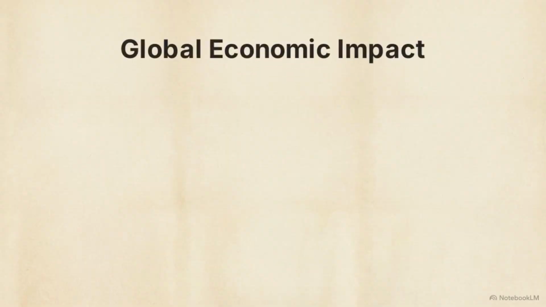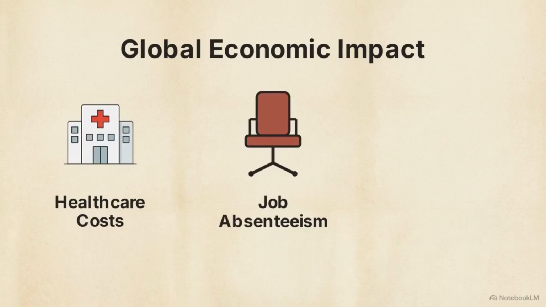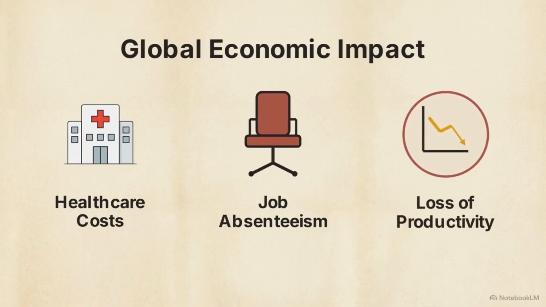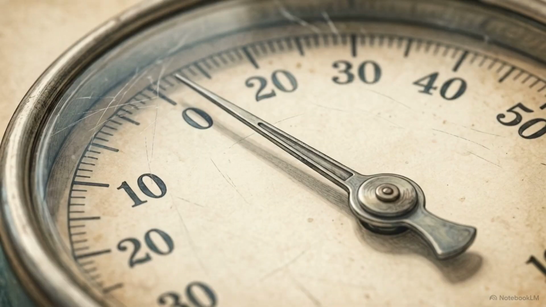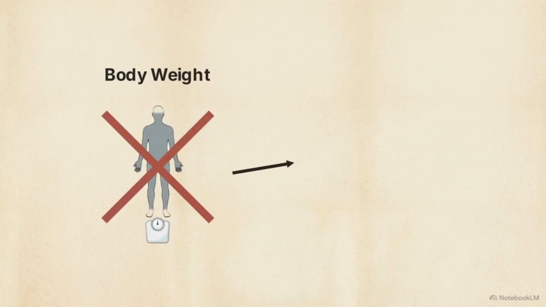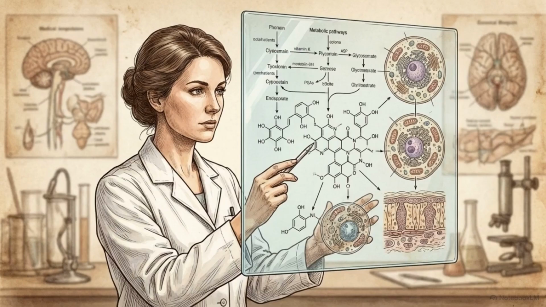Beyond the physiological toll, the global economic impact, driven by healthcare costs, job absenteeism, and loss of productivity, is projected by the World Obesity Federation to exceed 3% of the global gross domestic product by 2060. Managing a condition of this scale requires moving past traditional weight thresholds. By shifting the diagnostic focus to clinical criteria that measure specific impairments to organ and functional status, medical professionals can treat the underlying metabolic drivers of the disease.